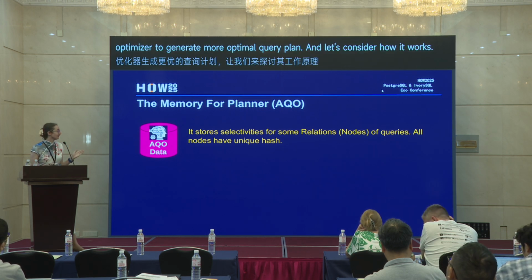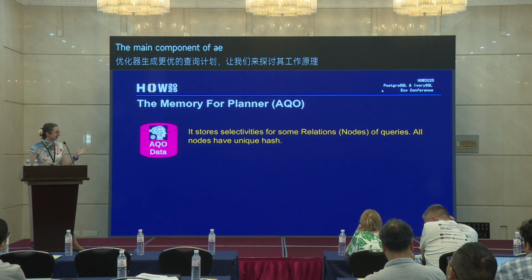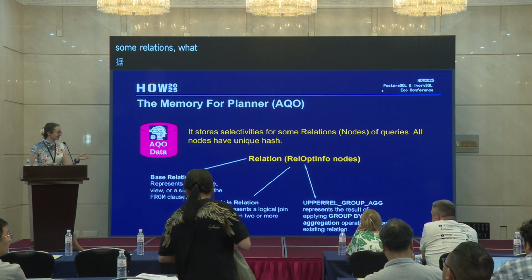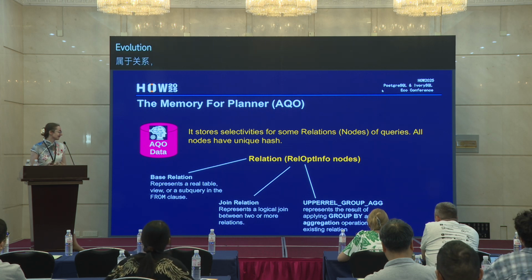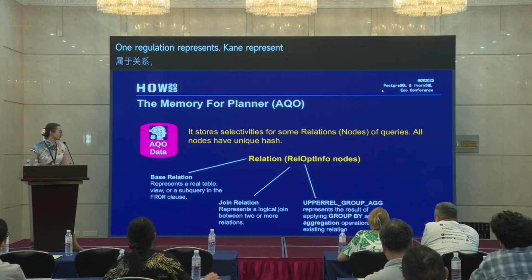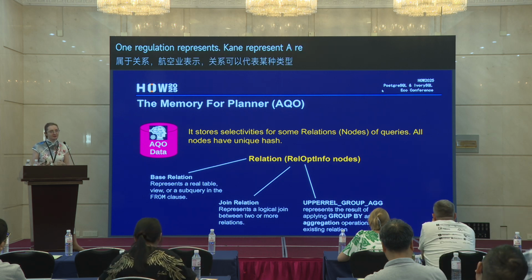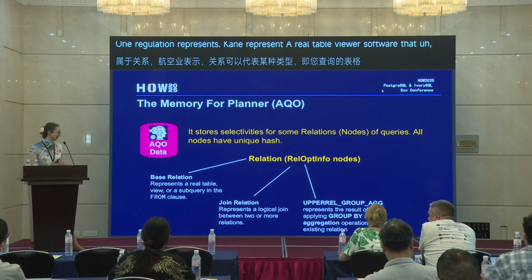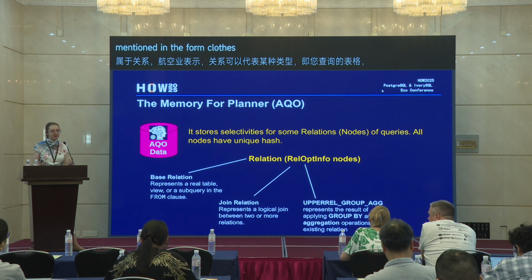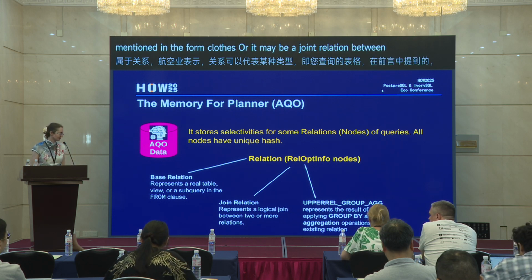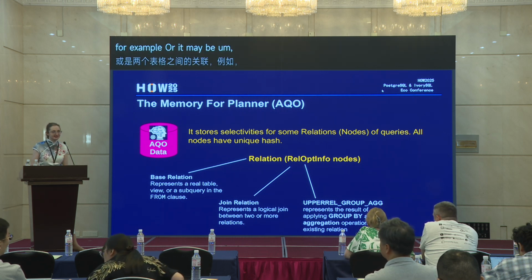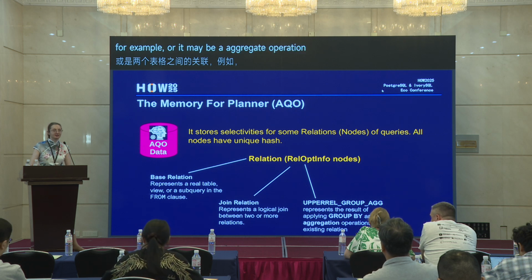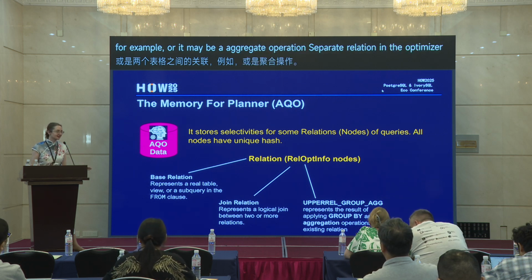The main component of AQO is AQO data. As I mentioned before, it stores selectivity for some relations. What are relations? Nodes. One relation can represent a real table, view, or subquery that was mentioned in the FROM clause. Or it may be a join relation between two tables, for example. Or it may be an aggregate operation. It is like a separate relation in the optimizer, and other relations present in the PostgreSQL optimizer.